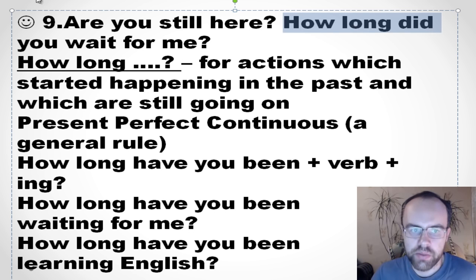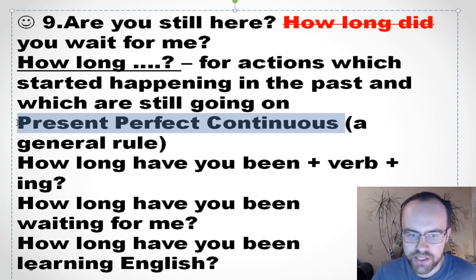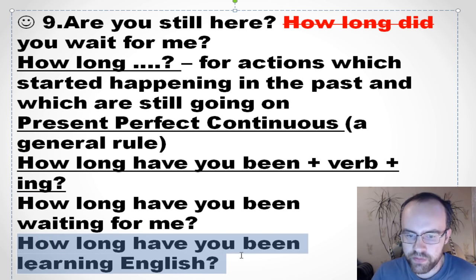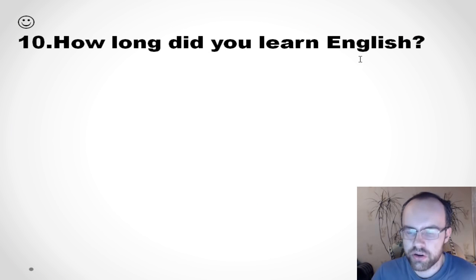I don't know why, but students often ask questions with how long using past simple, but it's incorrect. You need to use, my friends, present perfect continuous. It's a general rule: how long have you been plus verb plus ing. So how long have you been learning English? It's a very common question. And how long did you learn English? It's a very common mistake.